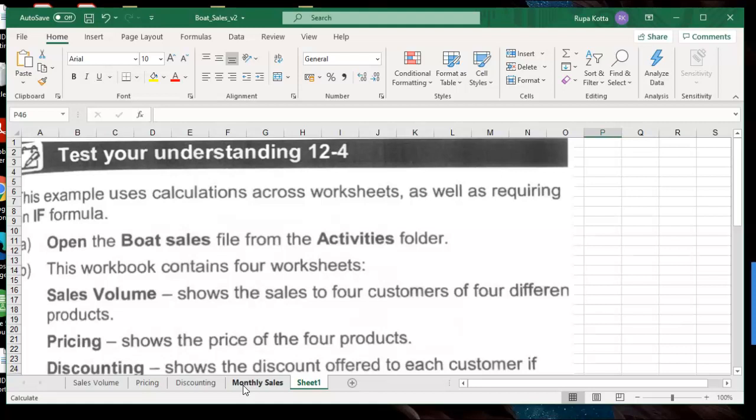As well as requiring the IF formula also. So you're using IF and also calculating across the worksheets. Open the Board Sales file from the Activities folder.